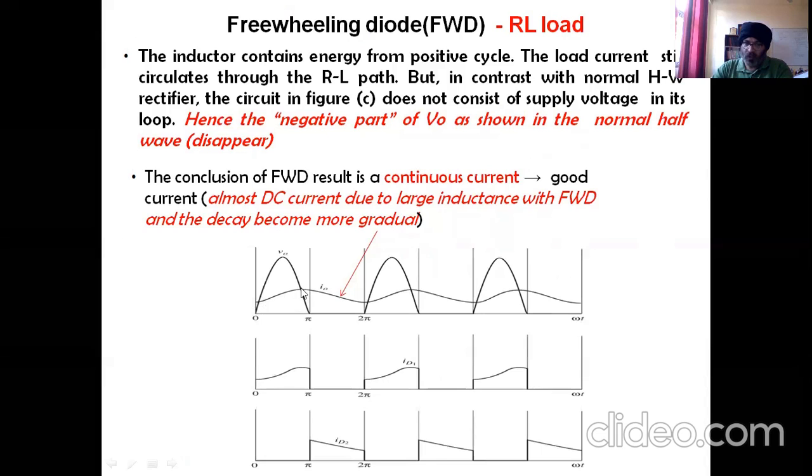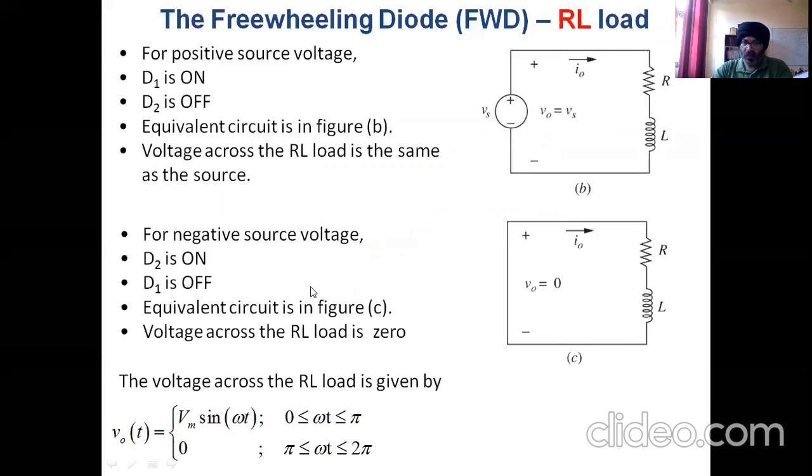And now it should go to zero, as we saw in the previous case of RL load for rectifiers without the presence of a freewheeling diode. It was decaying to zero if the freewheeling diode was not present. But in this case, due to the freewheeling diode, the current continues to flow through this diode back into the load.